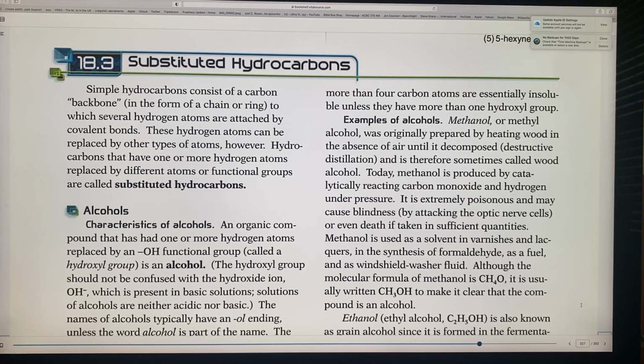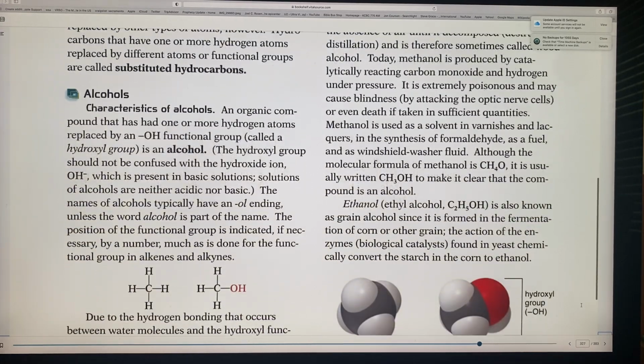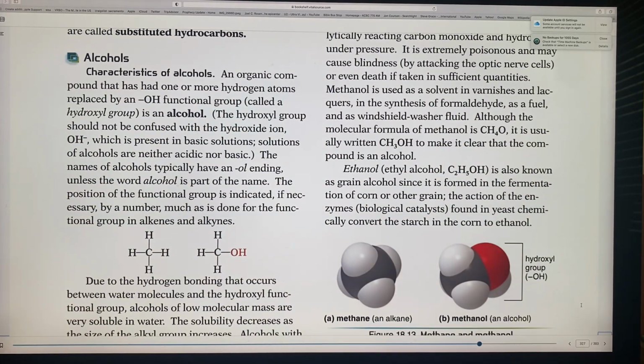And so they're still hydrocarbons, but these are going to be totally different than what we went over with the hydrocarbons with the fuels and the petroleum. Now we're going to get into other substances that use the hydrocarbon base, right? So the first one that we're going to talk about is alcohols. So we're going to look at the characteristics of alcohol.